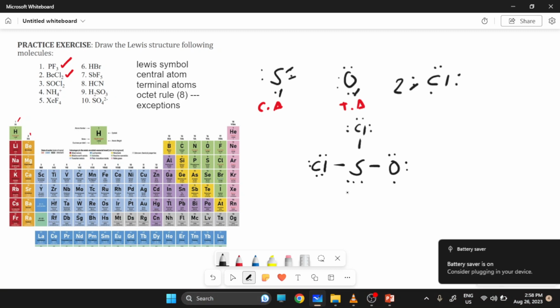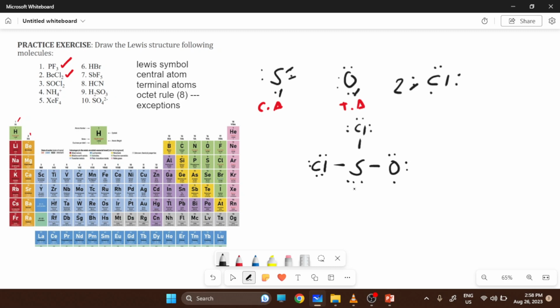In the case of this, we notice that it doesn't obey the octet. This one is 2, 4, 6, and then 9 electrons. So our sulfur has an expanded octet. It is one of the exceptions to the rule because it contains d orbitals. And for our oxygen, it is 2, 3, 4, 5, 6, 7, so our oxygen does not obey the octet rule. So what can we do here?